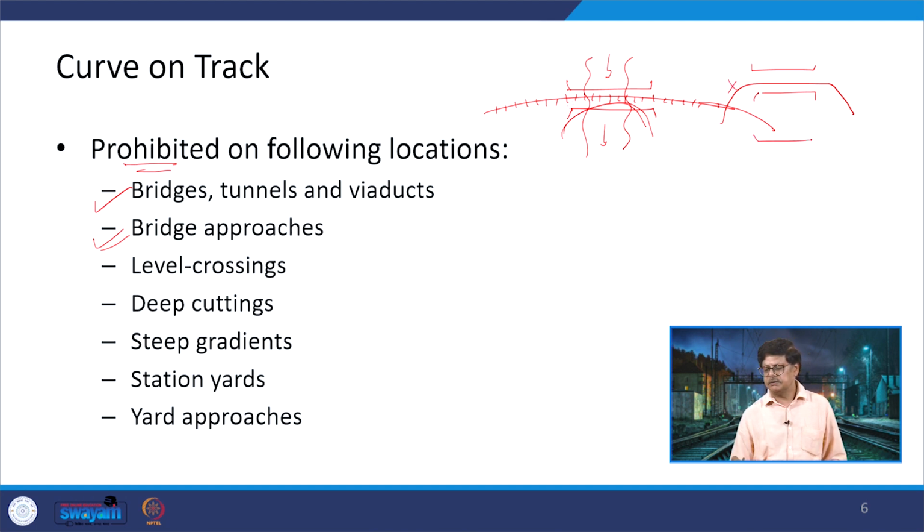It is better that if you have a bridge, then even if a curve is there, at some distance before the bridge and at some distance after the bridge, it should remain straight, and then only the curve should be there. This is required because in that case the loco pilot will be able to see the stretch, the section, and will be able to take an appropriate decision if there is a requirement to do that.